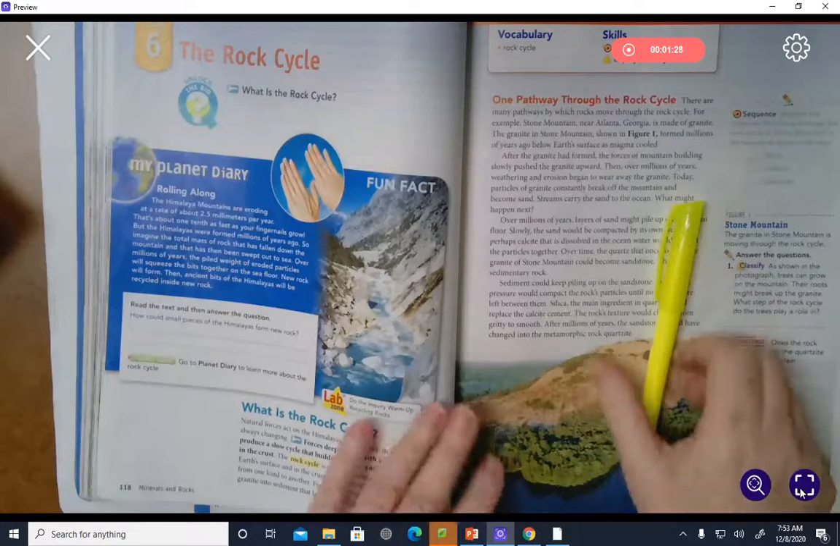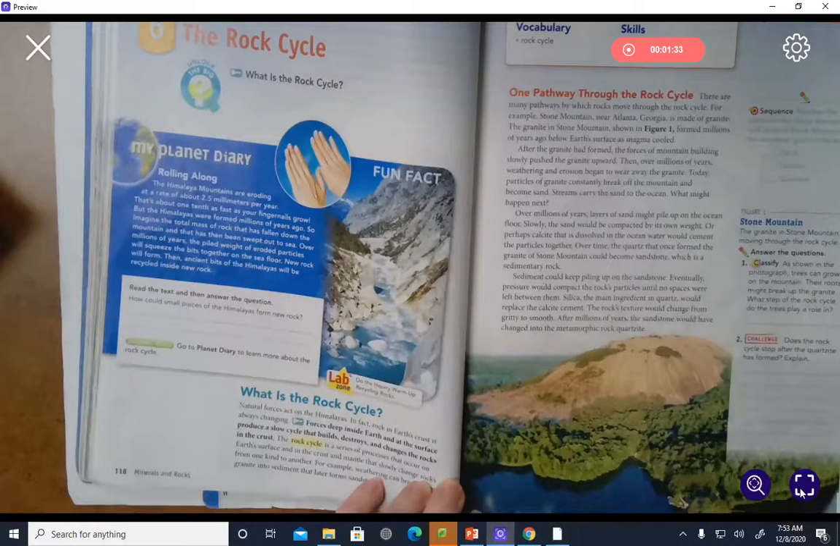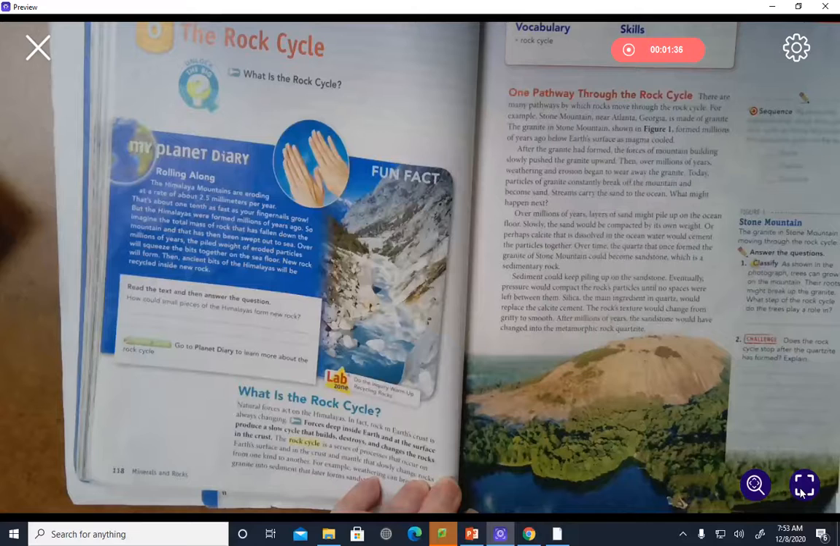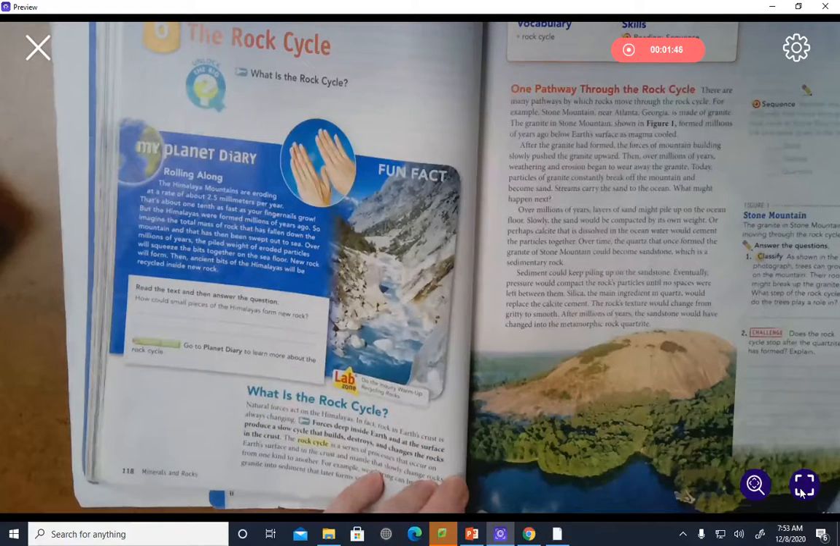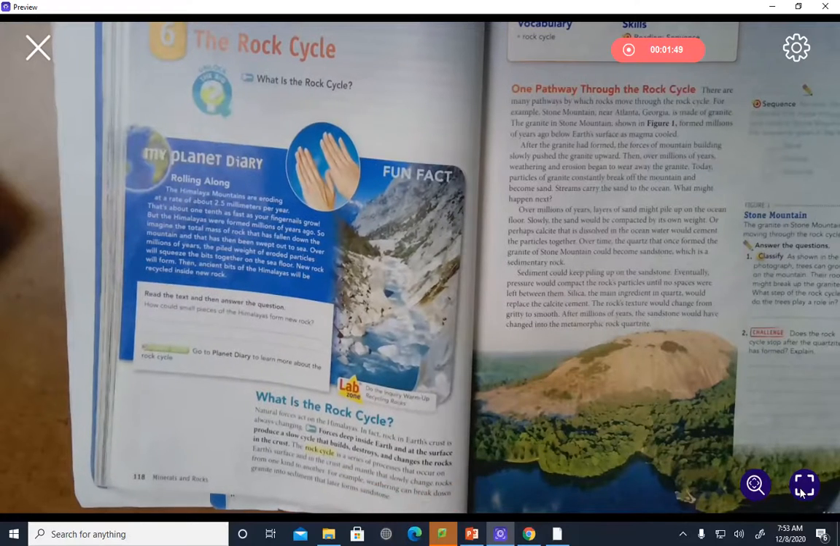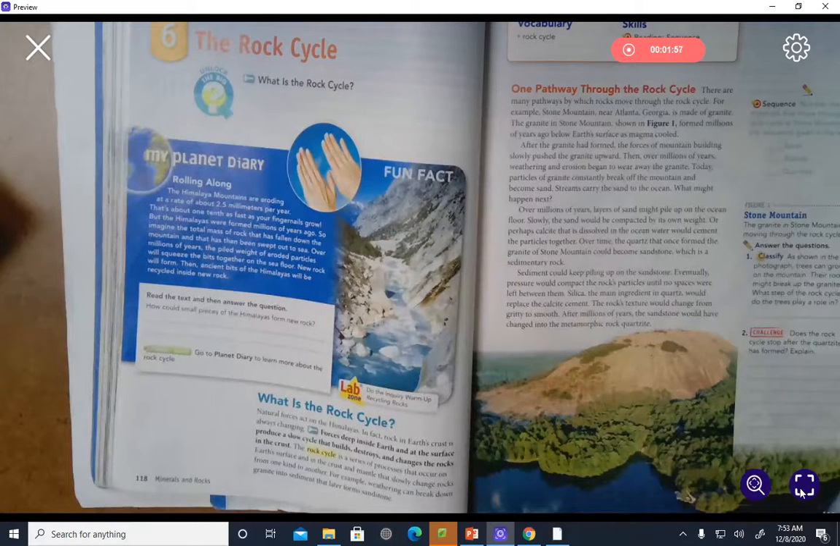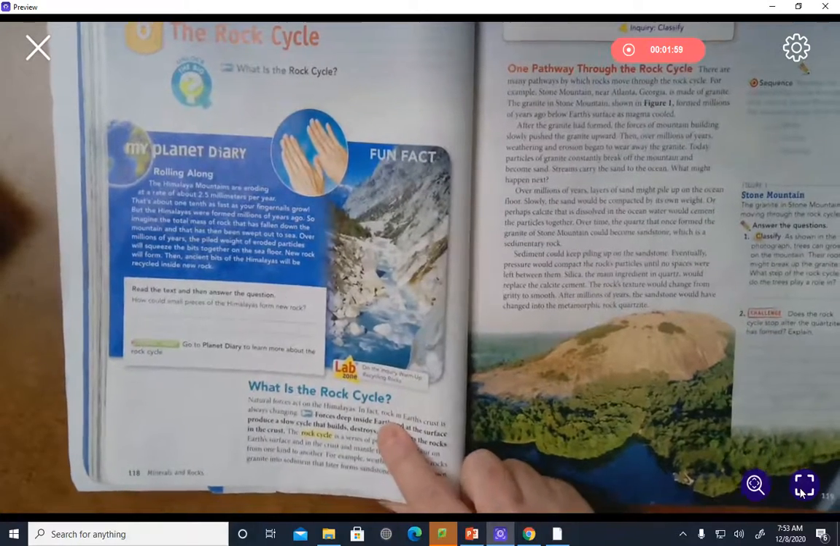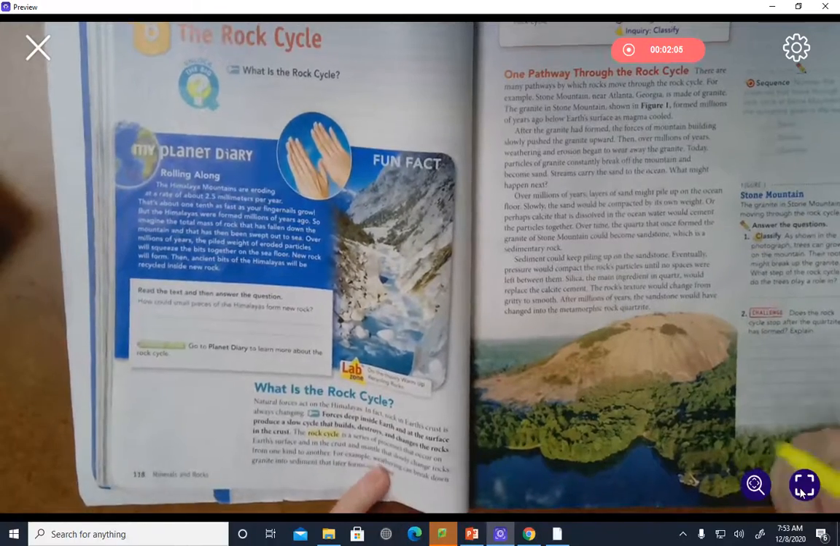But the Himalayas were formed millions of years ago, so imagine the total mass of rock that has fallen down the mountain and been swept out to sea over millions of years. The piled weight of eroded particles will squeeze the bits together on the seafloor, and new rock will form. Then ancient bits of the Himalayas will be recycled inside the new rock. So what is the rock cycle? Natural forces act on the Himalayas. In fact, rock in the Earth's crust is always changing.